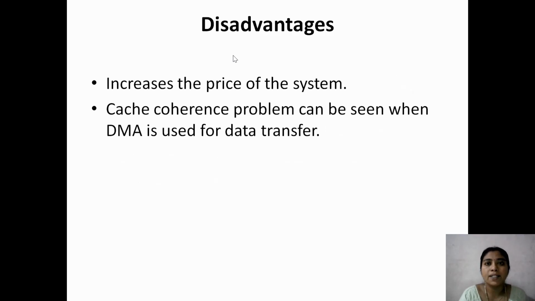These are the disadvantages. It increases the price of the system. The cache coherence problem can be seen when DMA is used for data transfer.